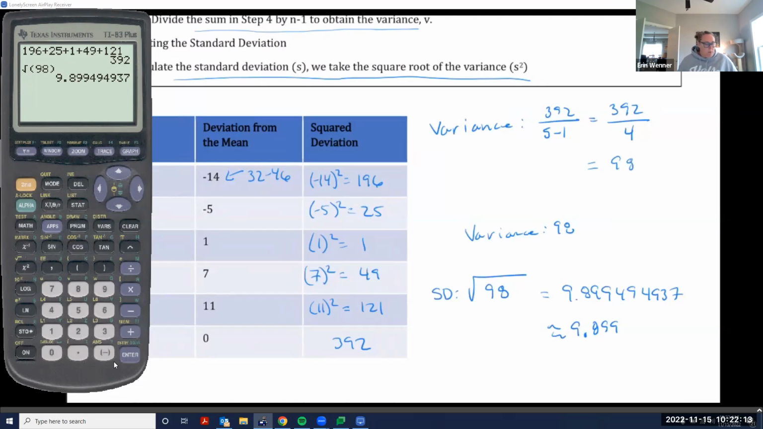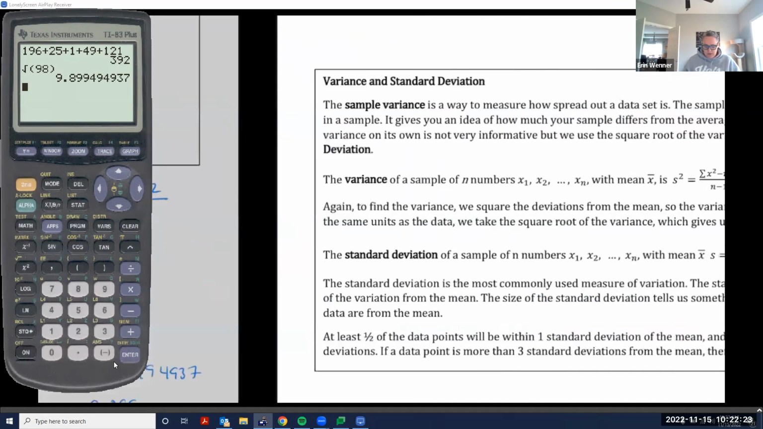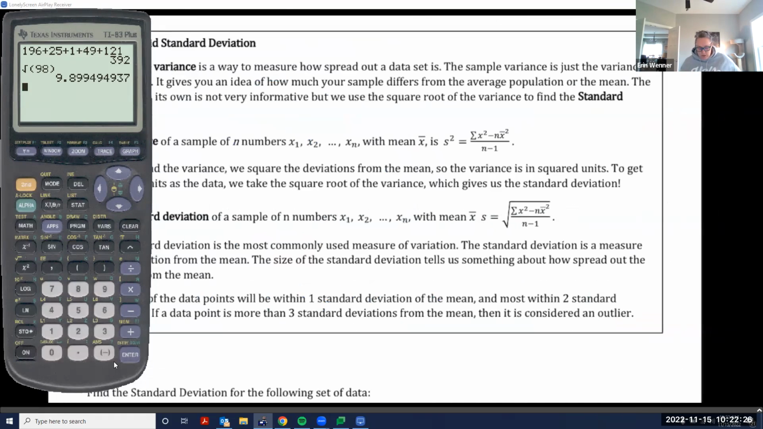So I have a more formal definition of standard deviation and variance on the next page. This is just how in mathematics we define this. So we've got a more meaty definition, for lack of a better way to say it. The sample variance is a way to measure how spread out the data is. The sample variance is just the variance in a sample, and it gives you an idea of how much your sample differs from the average population or mean. The variance on its own, like I said, is not very informative, but we use the square root of the variance to find the standard deviation.